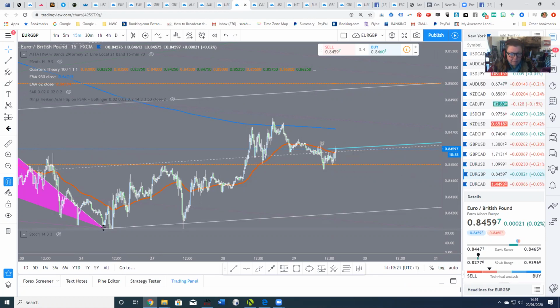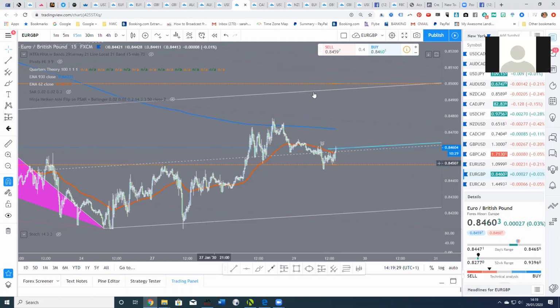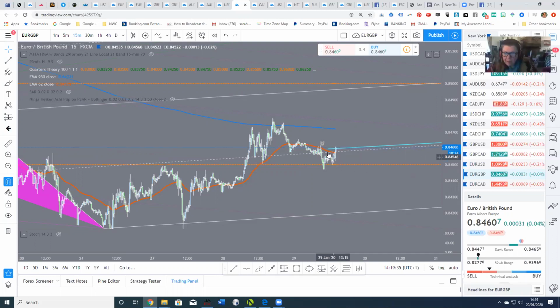This is on the 15-minute. It's off a D point. It's just coming up, it's just touched that alert, because for me, I only take up to the median point. It has rejected off quarter theory, and it is above the 62, which is the sign for a buy. But in this case, it's still below the 15-minute moving average.